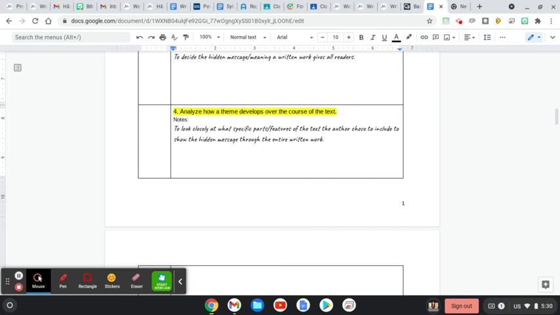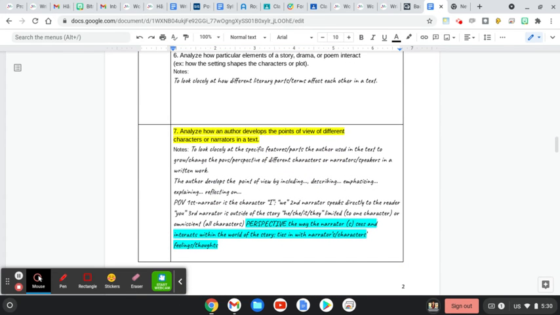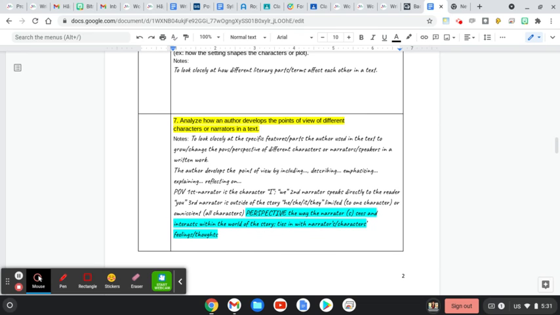And mainly, this first phase is focusing on learning target number 7, to analyze how the author develops the points of view of different characters or narrators in the text. When we are looking at point of view, that means to look closely at the specific parts and features in the text that help us to see the perspective of different characters or narrators or speakers within the piece you're reading.